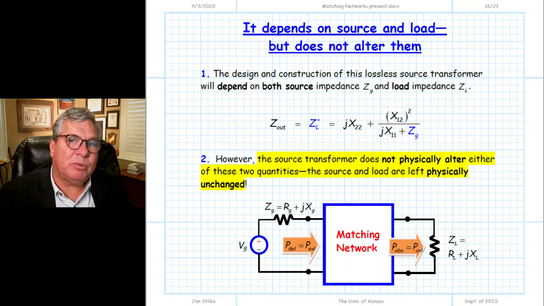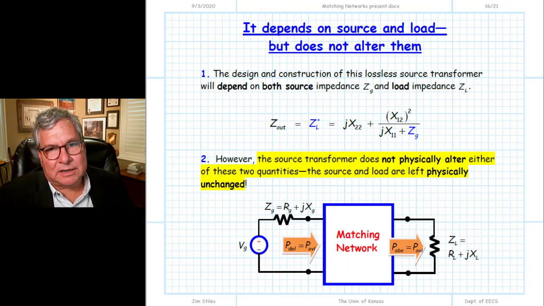So from a design standpoint, what we're trying to do with this lossless matching network with respect to source transformation is to transform our original source impedance into a new source impedance that is numerically equal to the complex conjugate of ZL. Really, what we're doing is making sure that ZL is the complex conjugate of Z out. And so this becomes our design equation.